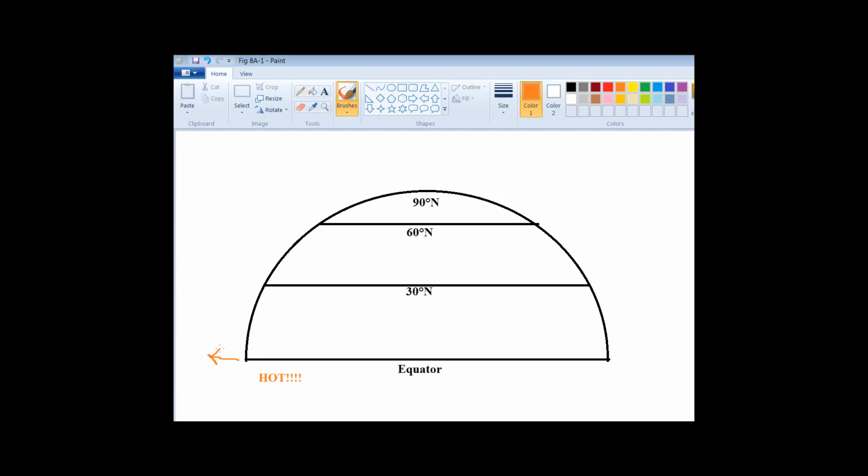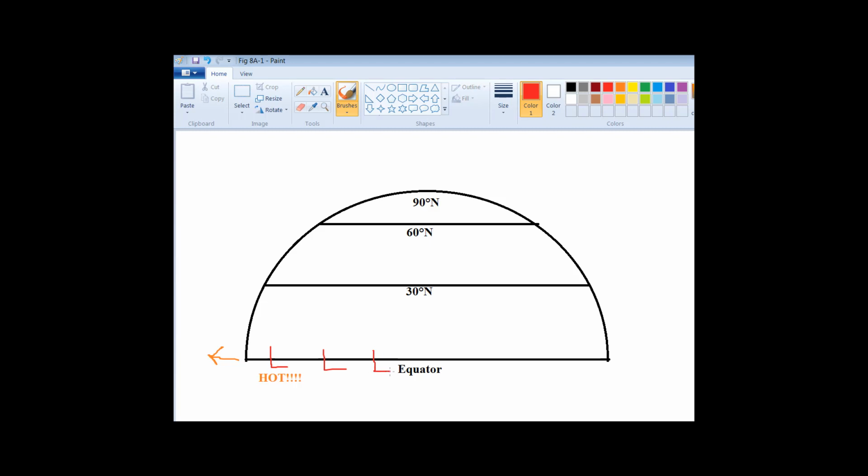Now, if you remember from the hand twist model, and by the way, this whole model is going to rely on stuff that we've already covered in previous investigations. If you remember from the hand twist model, air rises in low pressure. And since we have rising air here, we are going to have lots and lots of low pressure here at the equator.